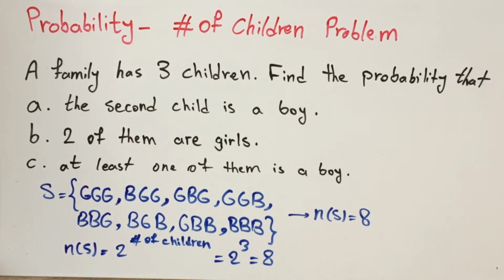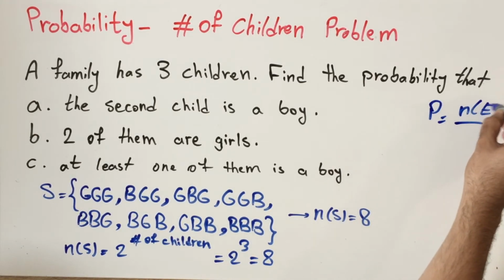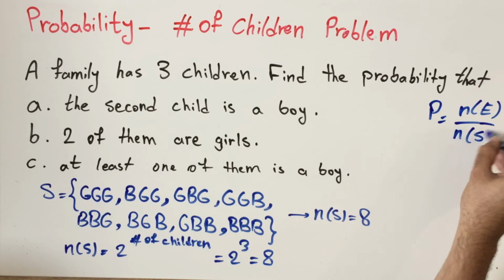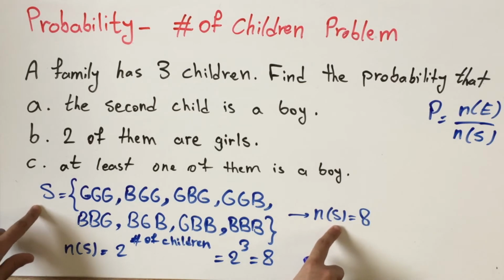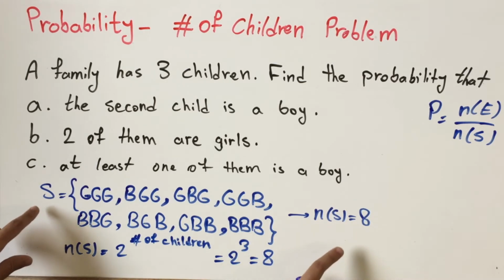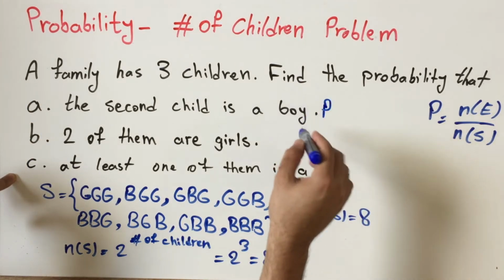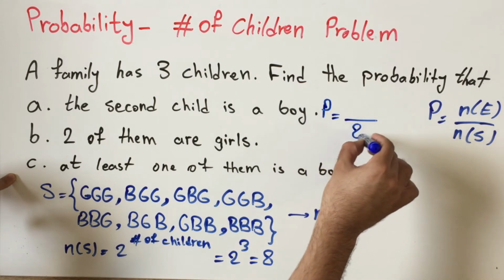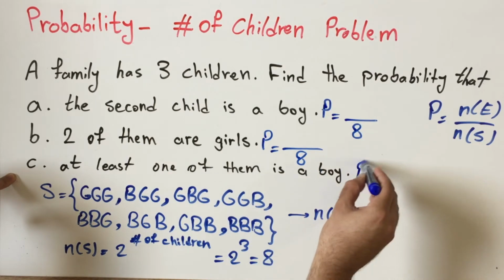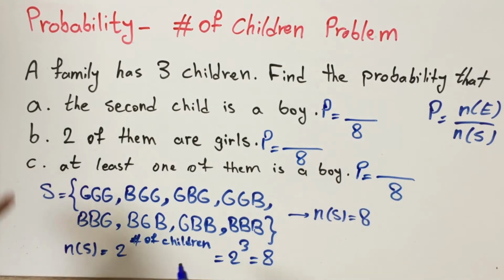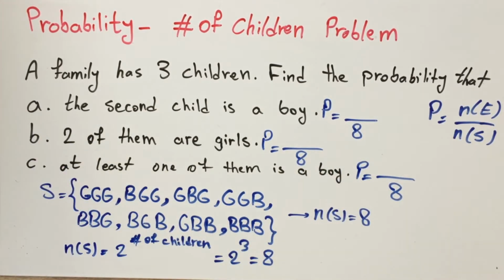Okay, now you know that the general formula in probability is the number of event over the number of S. We know that the number of items in S is 8, so I can use this 8 in all the sections of the question. So I'm going to write P equals, with S in the denominator, over 8 for this one, and again over 8 for this one. Now I have to find the number of items in the event in each section.